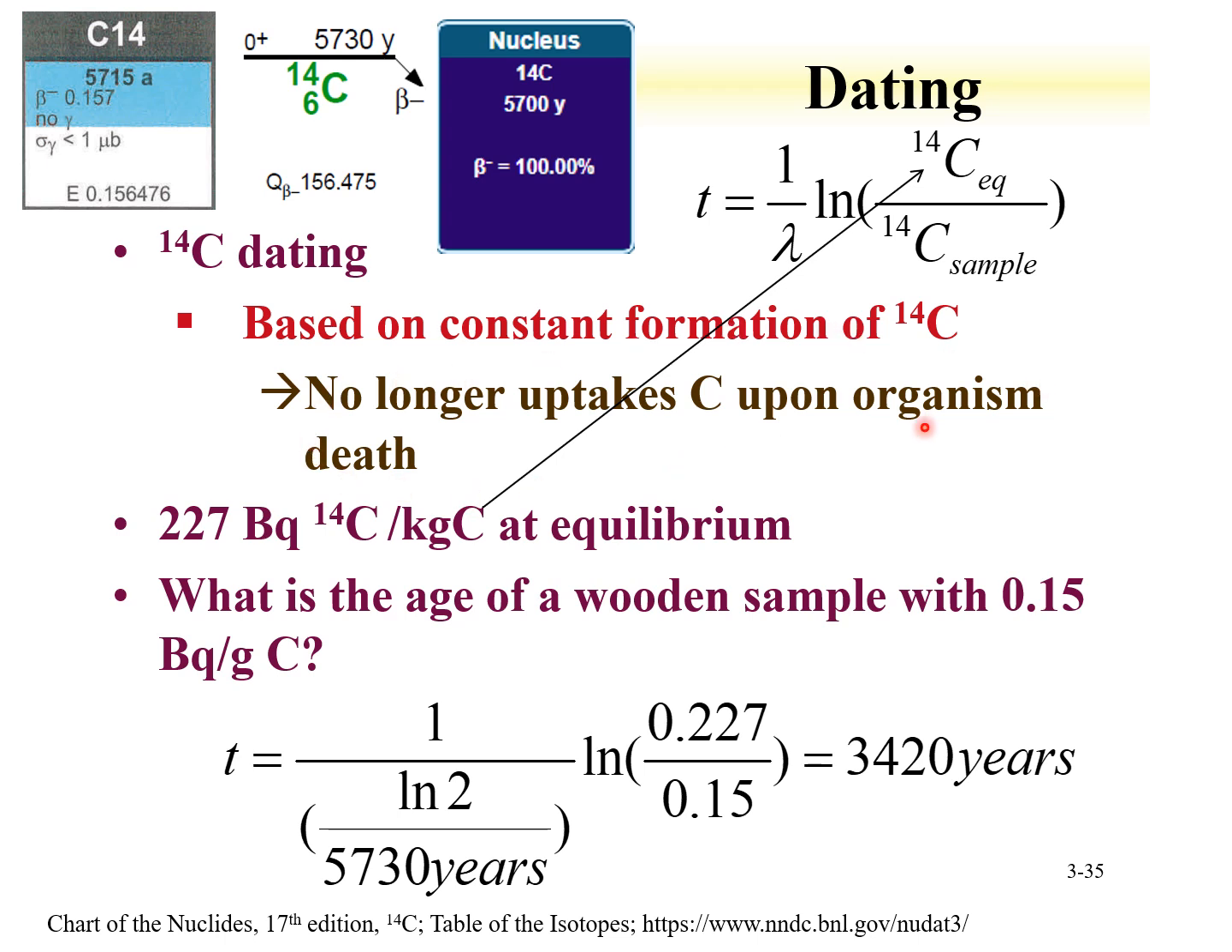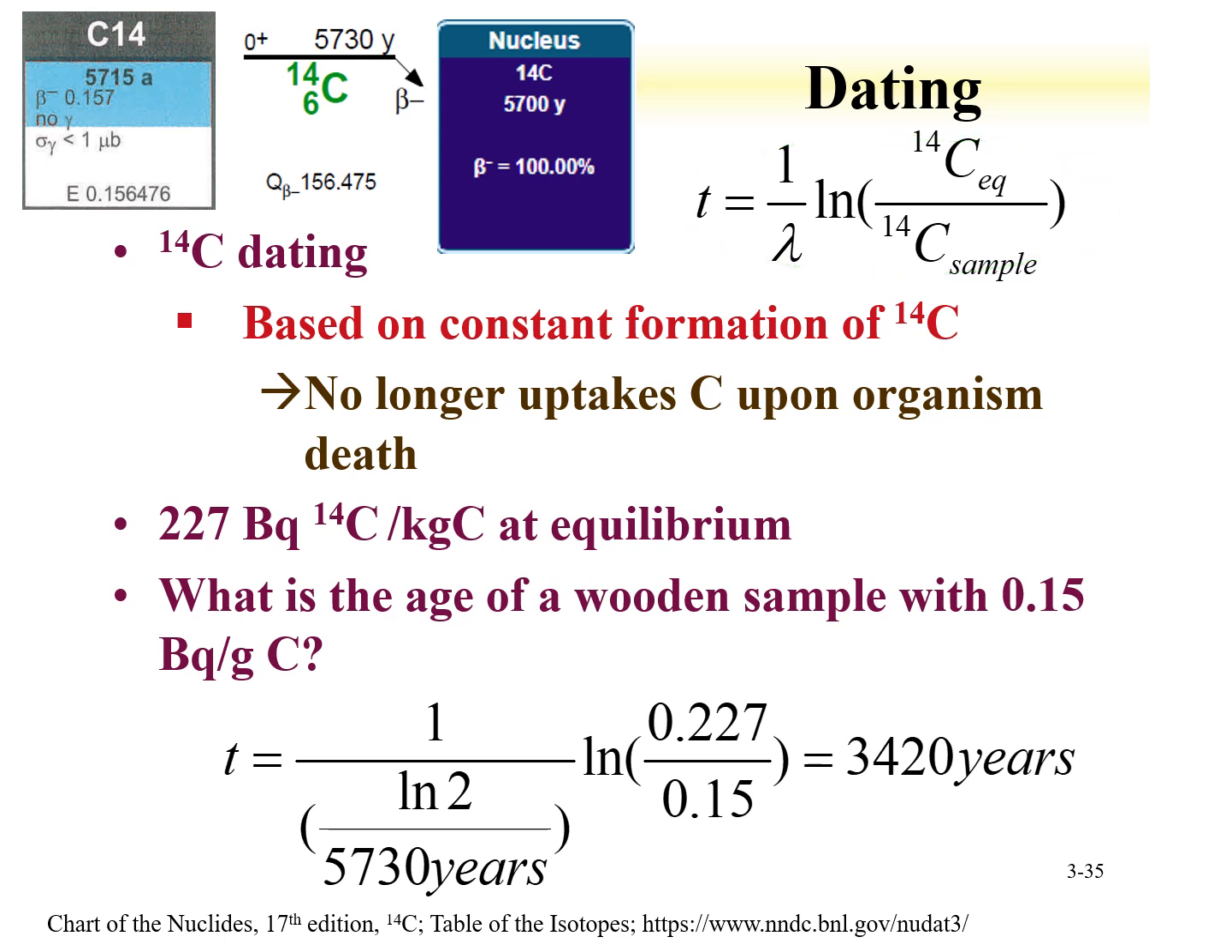If I know the amount of carbon-14 in a certain amount of carbon at equilibrium, so at time 0, and I see how much carbon-14 there is per unit mass of carbon at the current time, one could measure the sample age. We just rearrange the equation we used previously: 1 divided by the decay constant of carbon-14 times the log of the carbon-14 at equilibrium divided by the carbon-14 in the sample. So the equilibrium value is listed here.